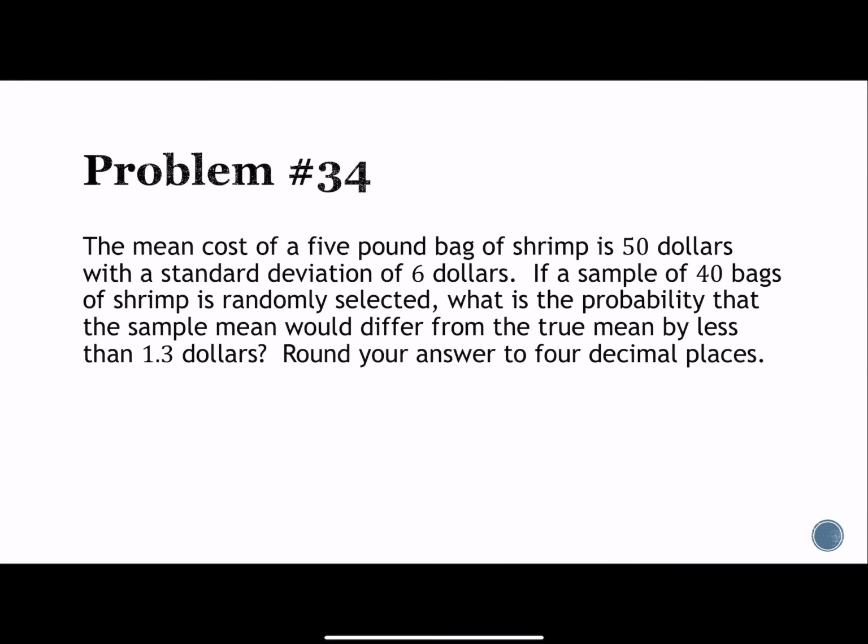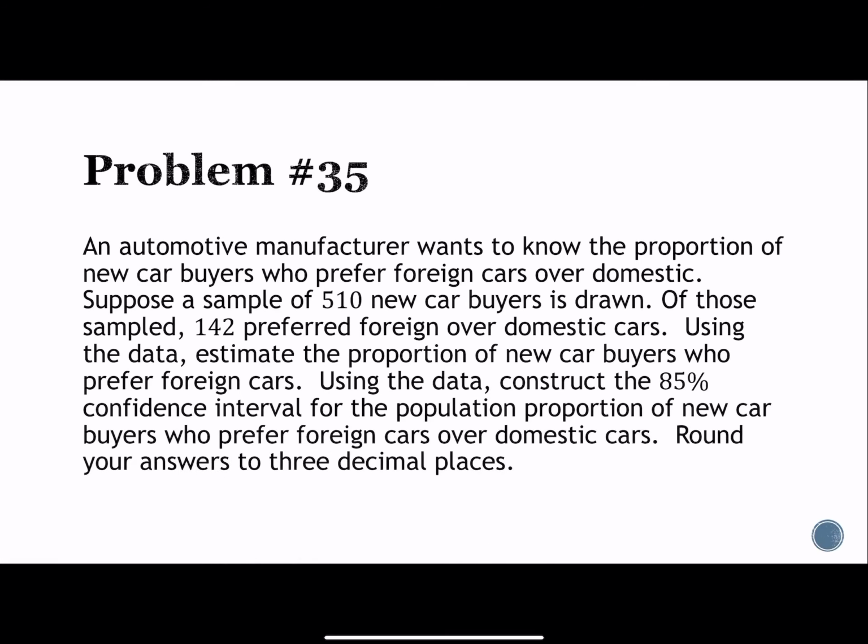Mean cost of a 5-pound bag of shrimps, $50. Standard deviation of $6. Sample of 40 bags of shrimps randomly selected. What's the probability that the sample mean would differ from the true mean by less than $1.3? Okay, so this is probability that the sample mean. This is chapter 7. Okay, and we're given a sample of 40 bags. The differing from the true mean by less than $1.3, that means area in between. So this is chapter 7 because of the sample size and probability of the sample mean and area in between. Plenty of examples of those.